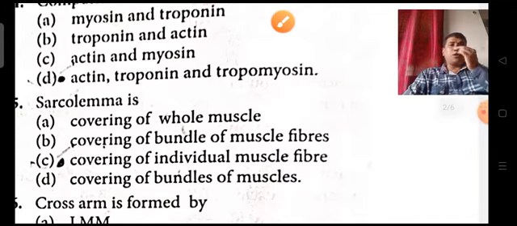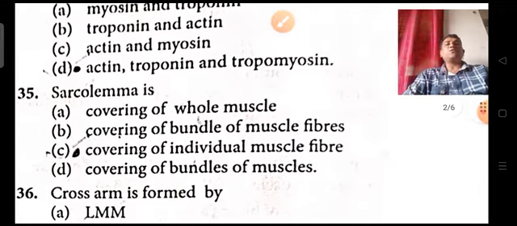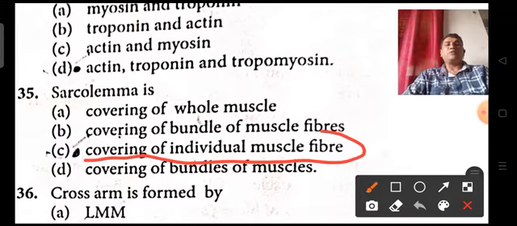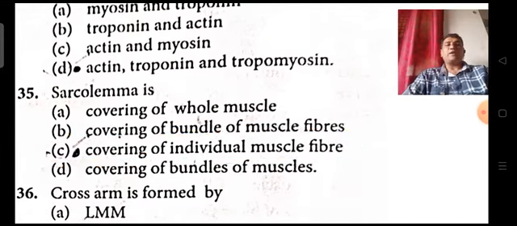Next, the 35th question. Sarcolemma is a covering of the whole muscle, a covering of a bundle of muscle fibers, a covering of an individual muscle fiber, or a covering of muscles. Each muscle fiber is covered by a membrane called the sarcolemma. So the answer is the covering of an individual muscle fiber.